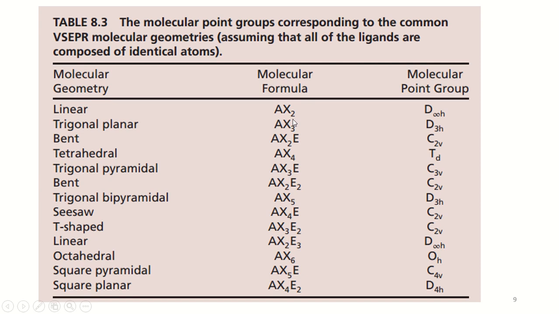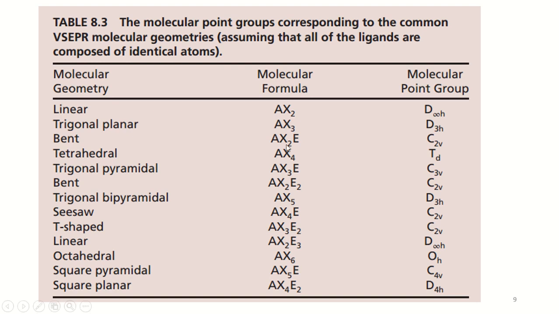D3h, and all types of molecules that belong to this kind of molecular formula with trigonal planar geometry would have the opportunity to possess the D3h point group. While in case of a bent molecule, if the molecular formula is AX2E, E means there is a lone pair. There is a lone pair on that central atom.